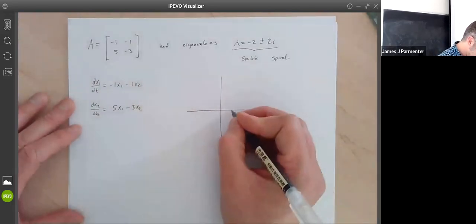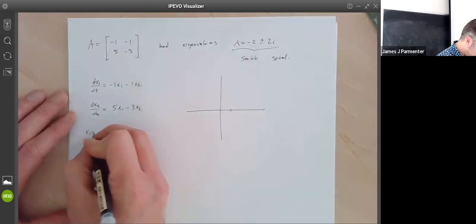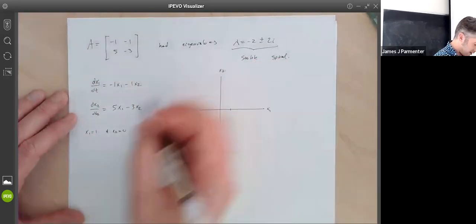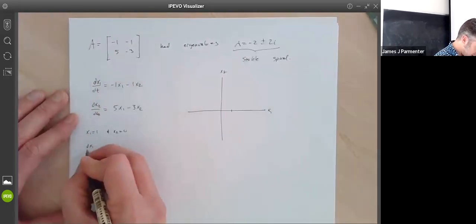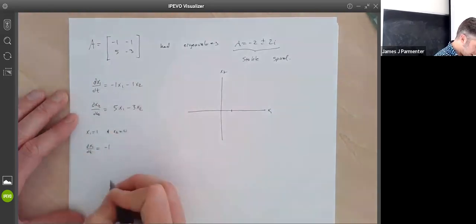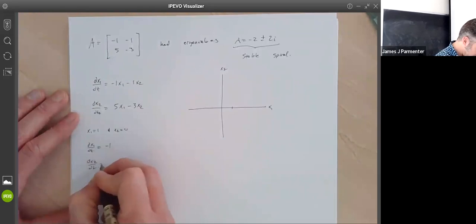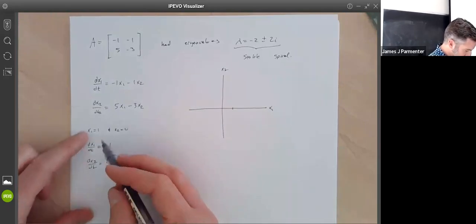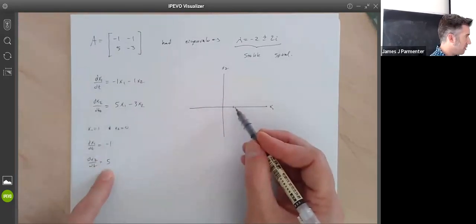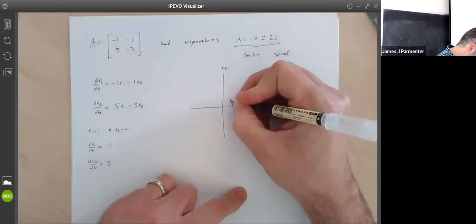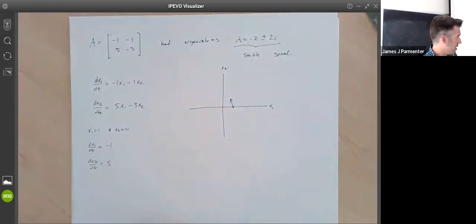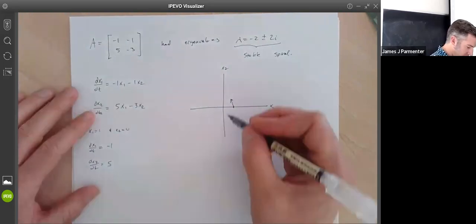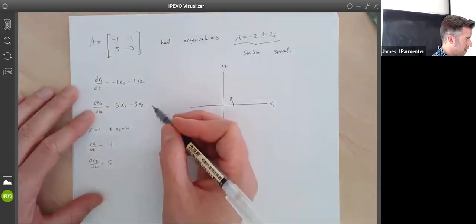Like if I pick the point, say x1 equal to 1 and x2 equal to 0, let's look at what I get. If x1 equals 1 and x2 equals 0, dx1/dt is going to be -1, and dx2/dt is going to be +5. So what I see there is that at the point (1, 0), I'm going 1 left and 5 up. So I'm going that way. And really at that point, I'm pretty sure I'm going counterclockwise. It'd be hard to imagine somehow turning around that way and going clockwise with the spiral.